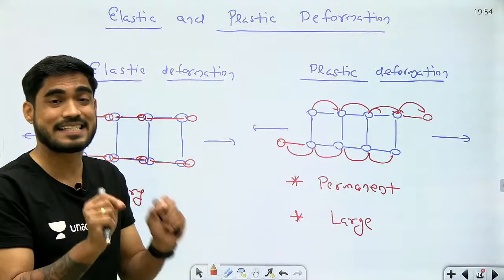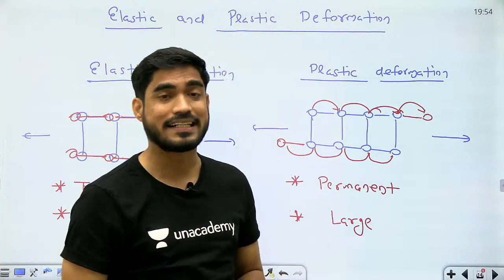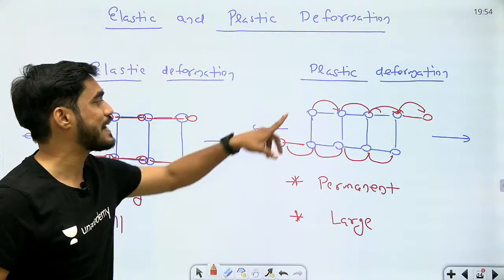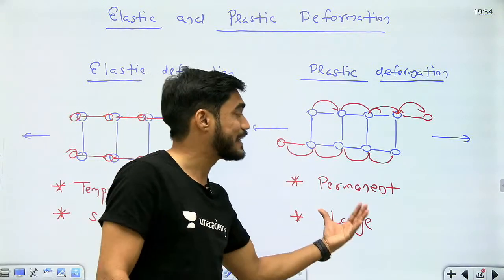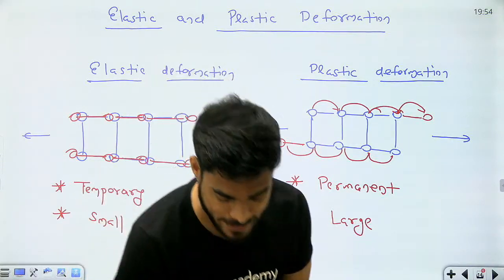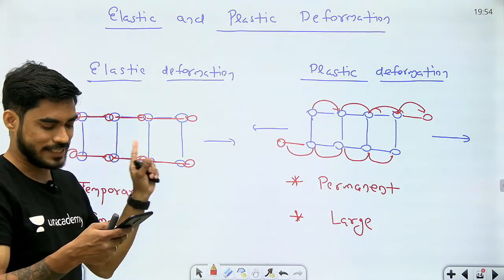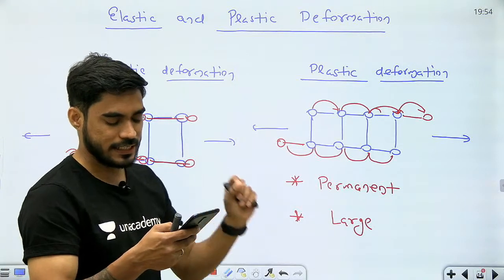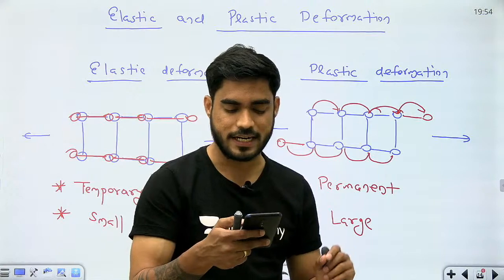This deformation is large. So is this point clear to you? Is this point clear to you that in case of plastic deformation, the deformation is permanent and the deformation is large? So this is the basic difference between elastic deformation and plastic deformation. Is it clear to you? क्या ये point clear है आप सबको? Is it clear to you?